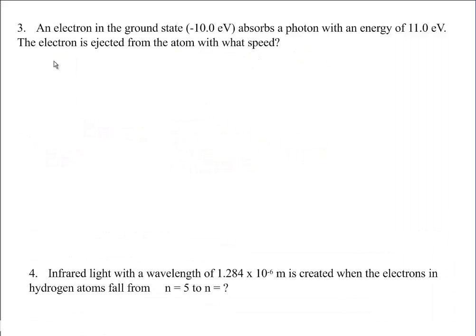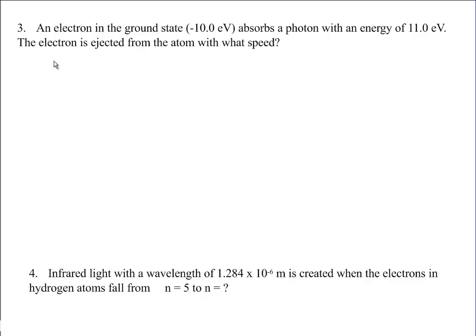Here's a third example. We have an electron in the ground state, and they give us the energy of the electron in that state. It's negative 10 eV, and it absorbs a photon with an energy of 11 eV. So the photon coming in has more energy than the electron in its ground state, and that allows the electron to be knocked out of the atom, and we want to find out what speed the electron has when it leaves. Well, the energy is going to be transferred from the photon to the electron, and energy left over is going to be kinetic energy of the electron as it leaves the atom.